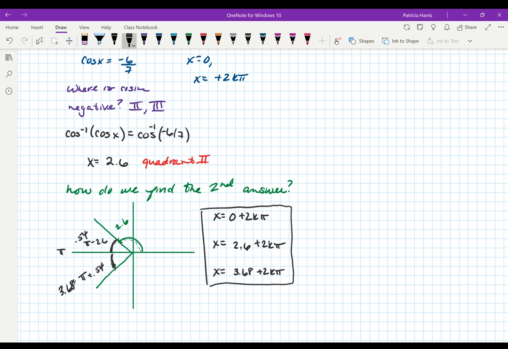Okay, I apologize if this is a little rough to follow. But you do have to think about how many times can I get my answer in the unit circle. If you have problems with that, please go to Desmos and graph it.